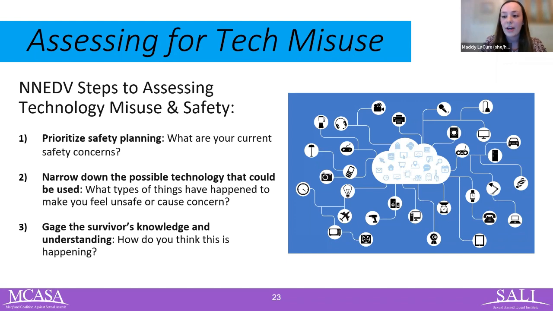So talking through with the survivor how they think this is happening. Is it something to do with a cell phone? Is it a shared computer? Is it a child monitor or a camera system in a home? Talking through so they can figure out as well the best next steps for increasing safety.